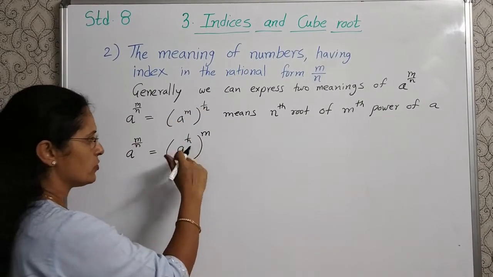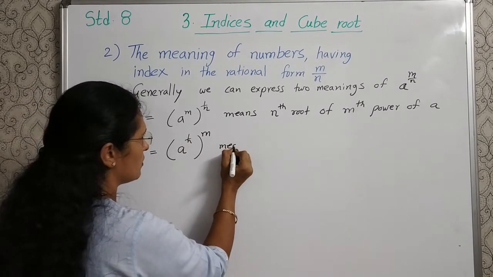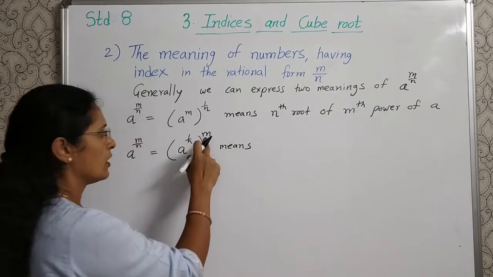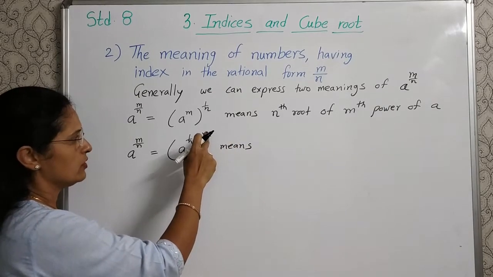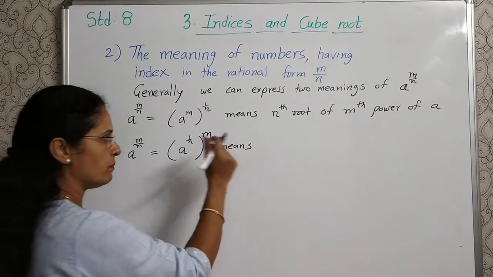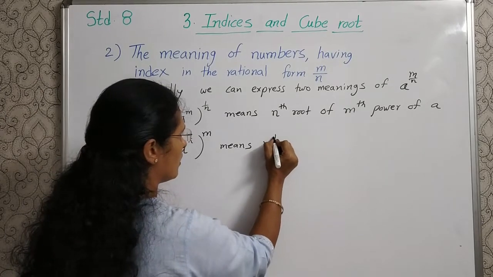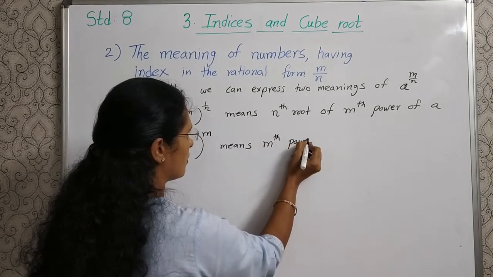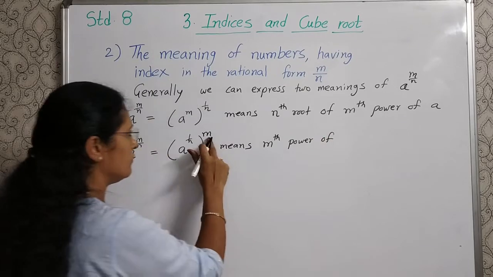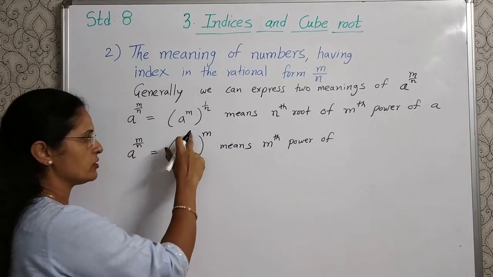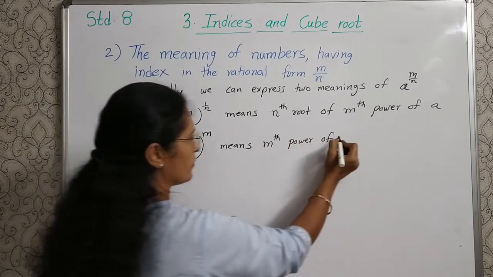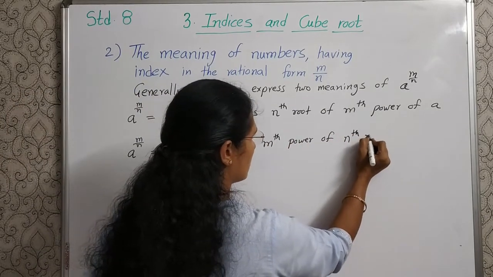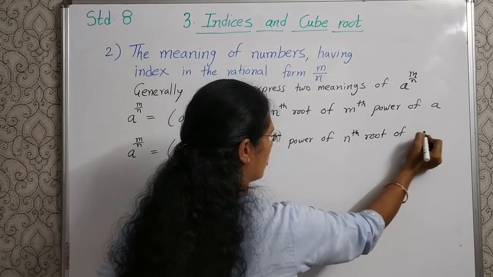Now how to read this? What is the meaning of this? Now the outermost index is m, so we start from that. This is mth power of nth root, because this is 1 by n, so it is nth root of a. So it is mth power of nth root of a.